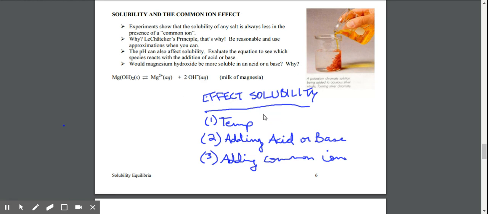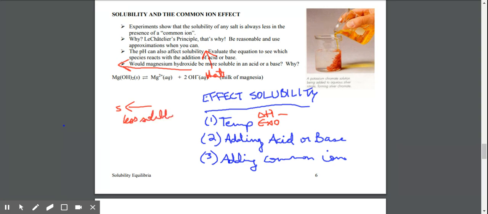Remember, if it's exo, delta H will be a negative quantity, and that means that heat will be a product. So heat would be a product if it's exothermic. And if I increase temperature, that is going to shift towards my solid. Now we need to learn some terminology here. If my reaction shifts to the solid, then it is less soluble.